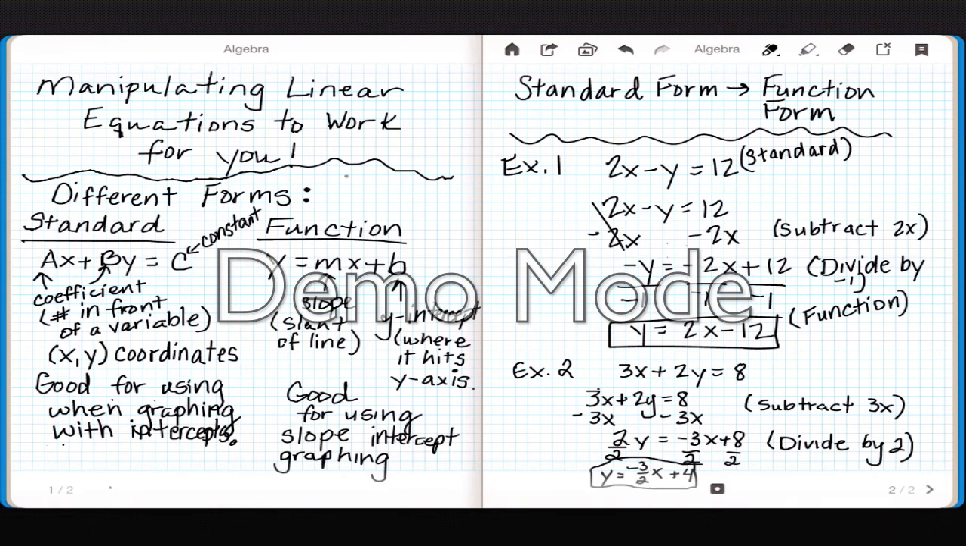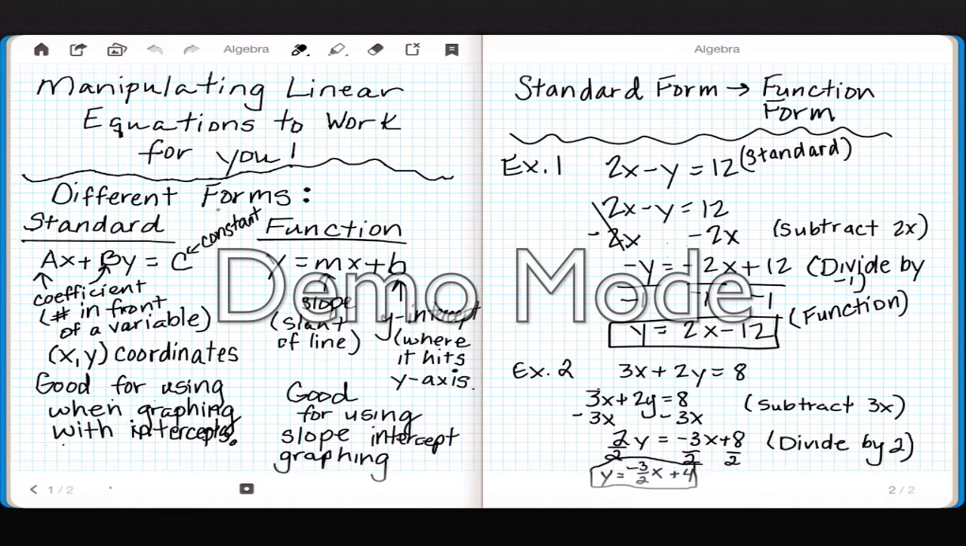Today we're going to learn how to manipulate equations so that they will work for us when we're graphing. So in your composition books you want to write manipulating linear equations to work for you. And remember, everything goes on the right hand side when you're putting in your notes. Even though the view may seem different than your composition book, please put it on the right hand side. So start with manipulating linear equations to work for you. And you can pause this at any time so that you can write it down.